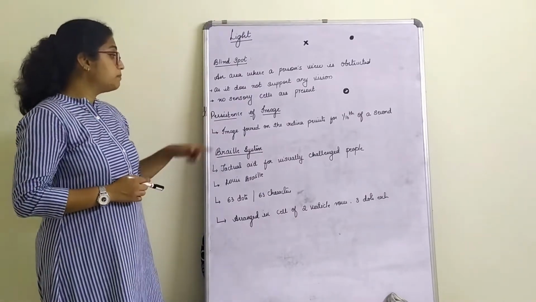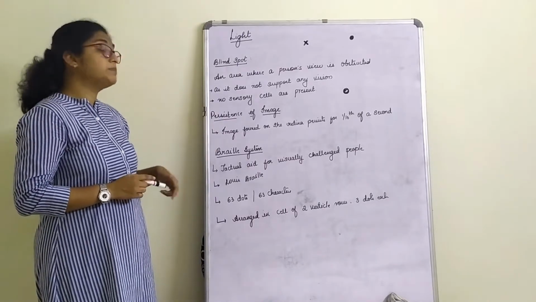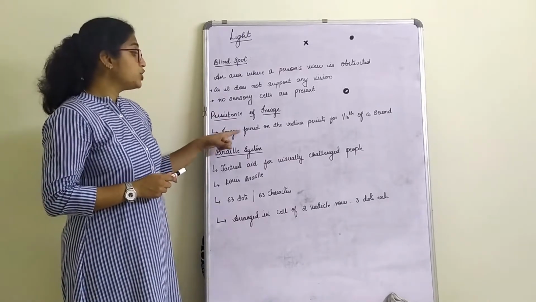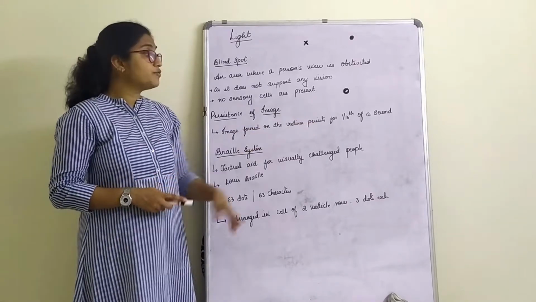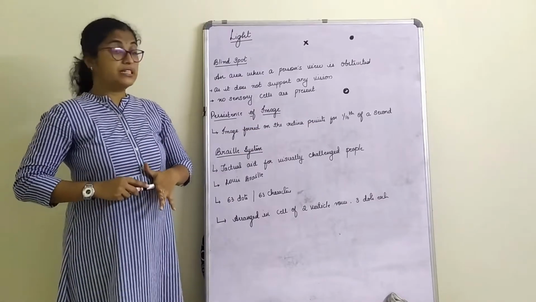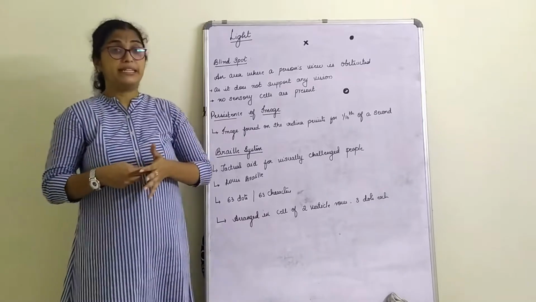We'll go to the next one, persistence of image. Now what is persistence of image? Image formed on the retina persists for 1/16th of a second. Now what do you mean by this?